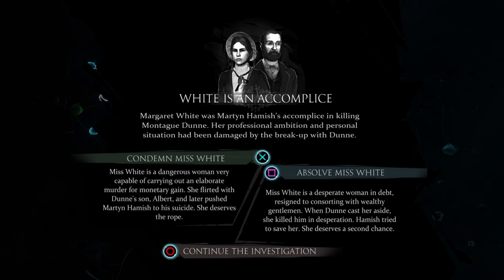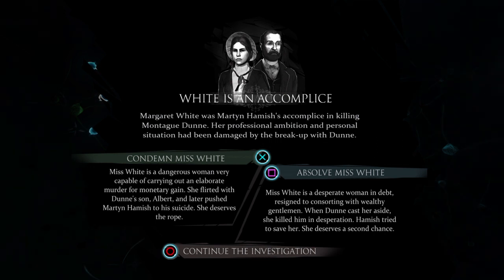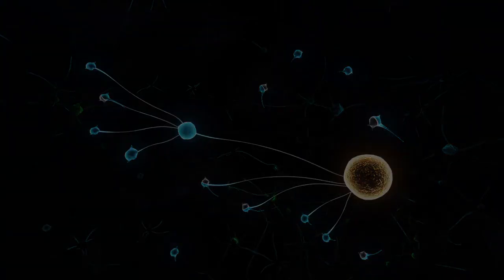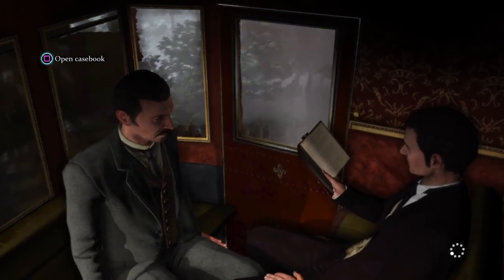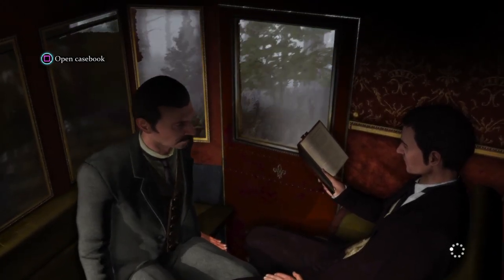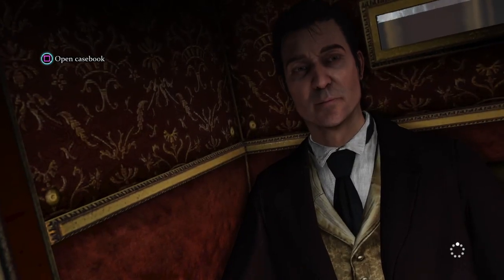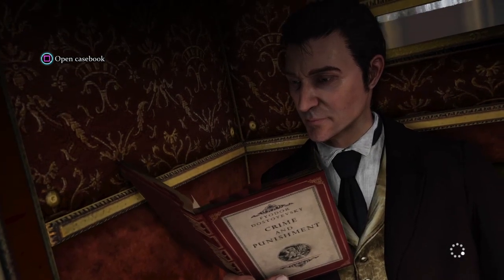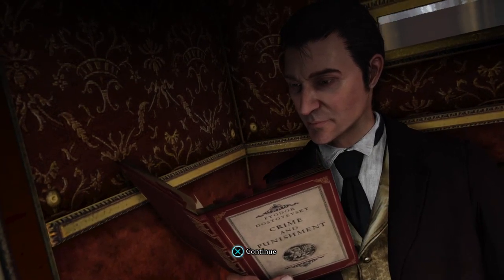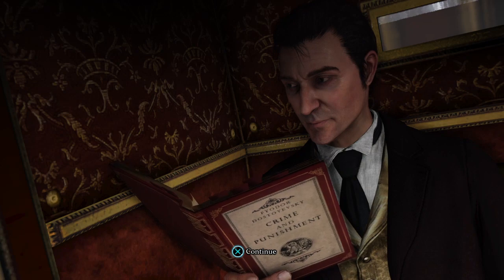No, she does not deserve a second chance. Why? He didn't try to save her. She killed him and put the note in. That's what I think. I confirm my moral choice. Definitely. Well, in the end, she killed two guys.